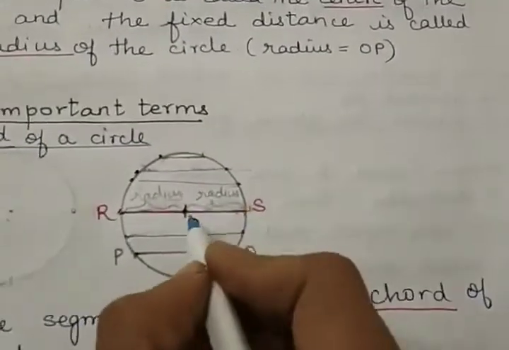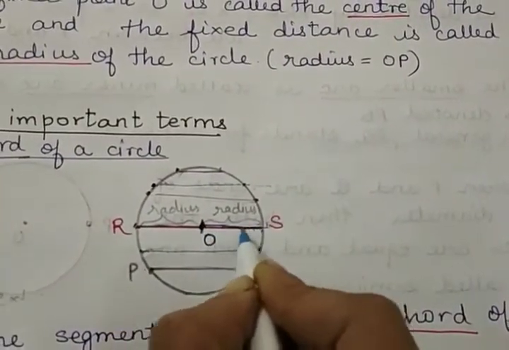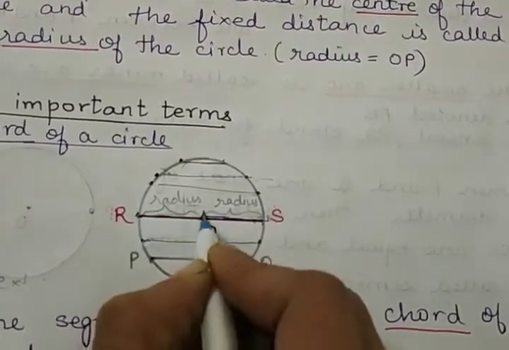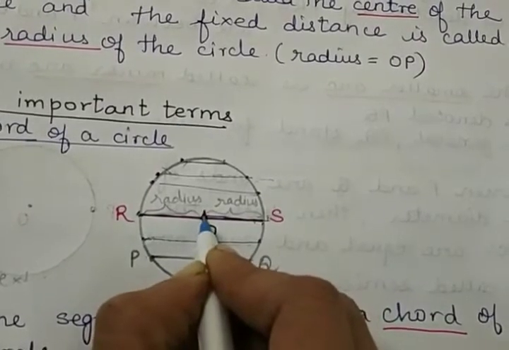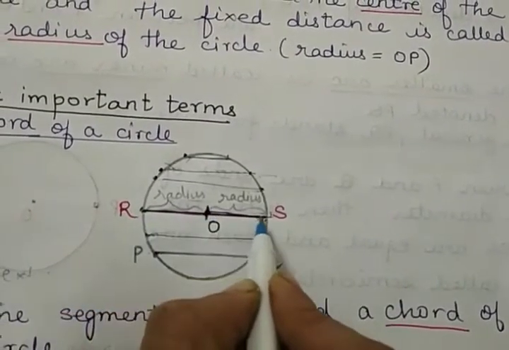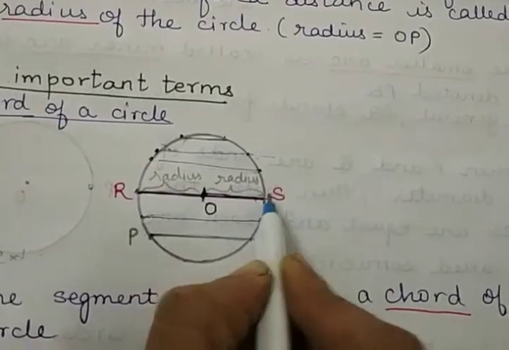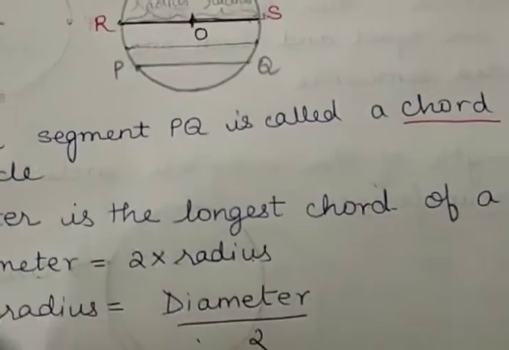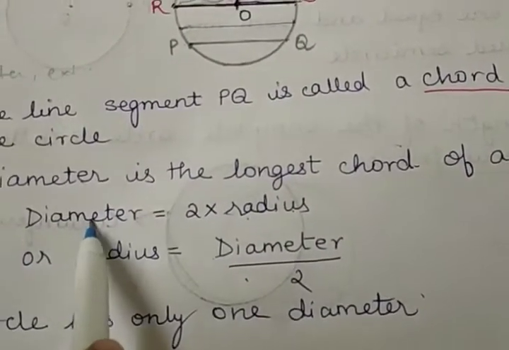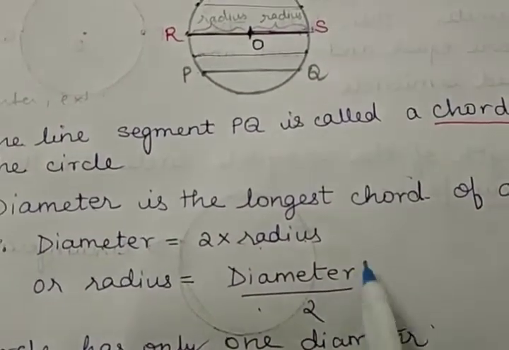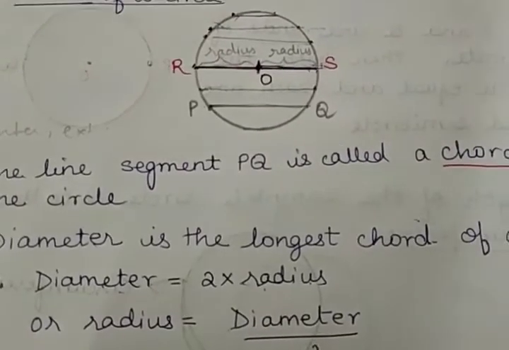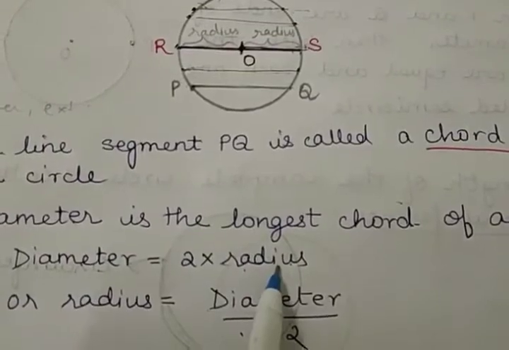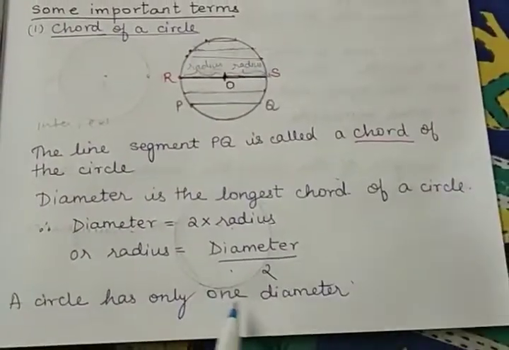So if you see here, this line segment is the radius, correct, and this is also a radius. This is midway here, half, correct. So this plus this will give you the diameter. So diameter is 2 times your radius, or radius is equal to half the diameter. Okay, so this is about diameter, chord, and the relationship between diameter and radius. So in a circle you will have only one diameter.